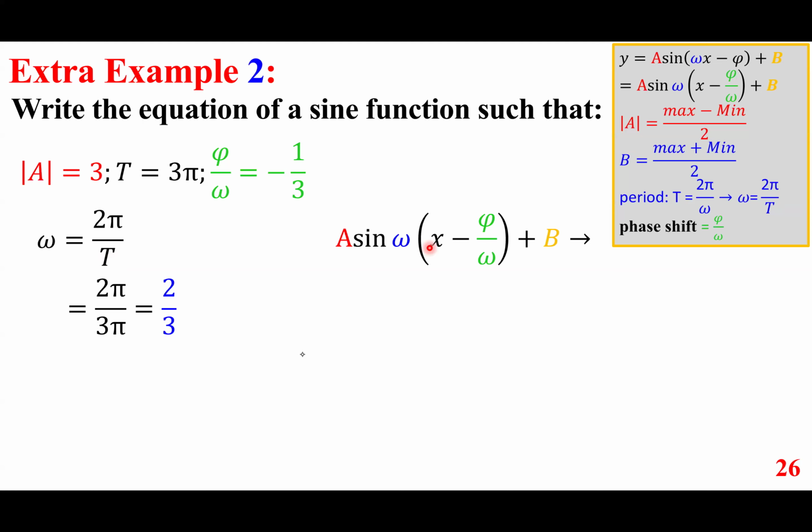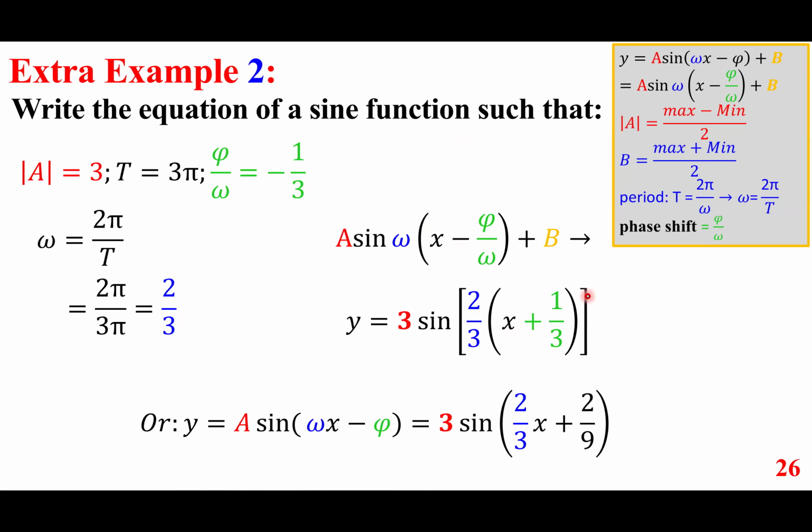And we are going to plug in. We got everything, believe it or not. A, we have it, is 3. Omega, we have it, 2/3. Minus pi over omega, we have it, minus negative 1/3, which makes it positive 1/3. And if we distribute the 2/3, this becomes 2/3 x, this becomes 2/9, and we are done.